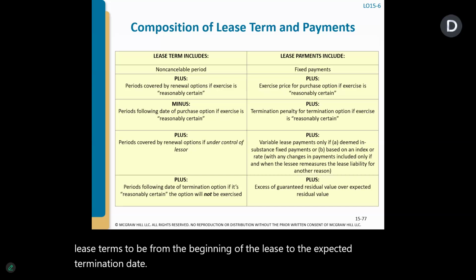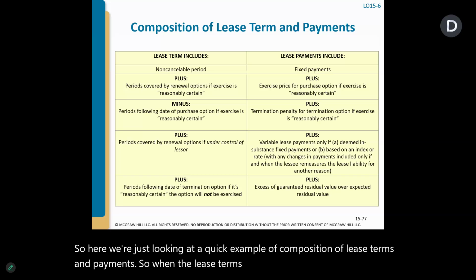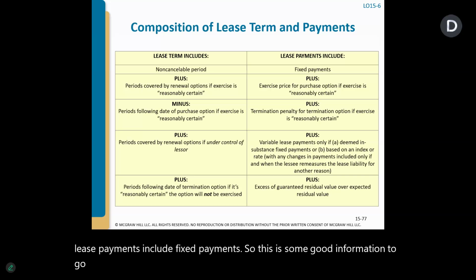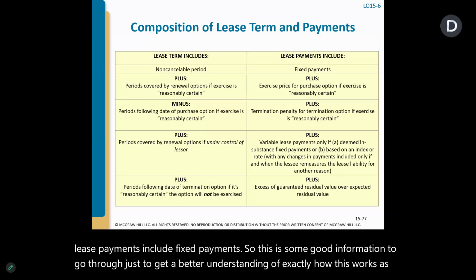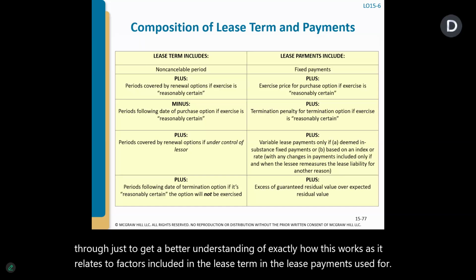So here we're just looking at a quick example of composition of lease terms and payments. When the lease term includes a non-cancelable period, lease payments include fixed payments. This is some good information to go through to get a better understanding of exactly how this works, as it relates to factors included in the lease term and the lease payments used in accounting for leases.